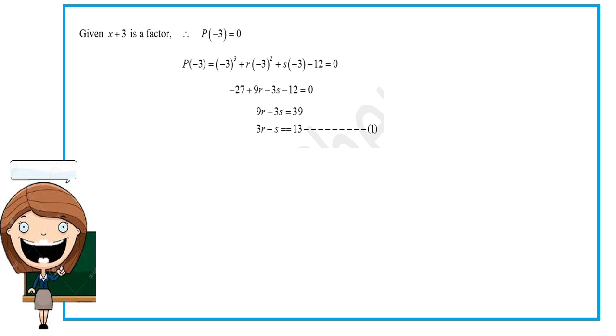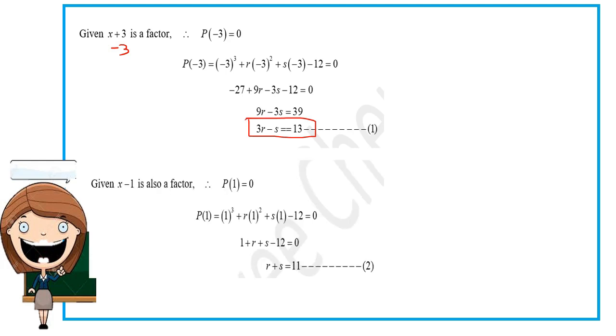So we are given that x plus 3 is a factor, so we may use the value of minus 3, p of minus 3 equal to 0, using the factor theorem to form the first equation. And then we use another piece of information: x minus 1 is a factor, so we use the value of x equal to 1. That is, p of 1 equal to 0 by using the remainder theorem or factor theorem again. So we are going to form our second equation.